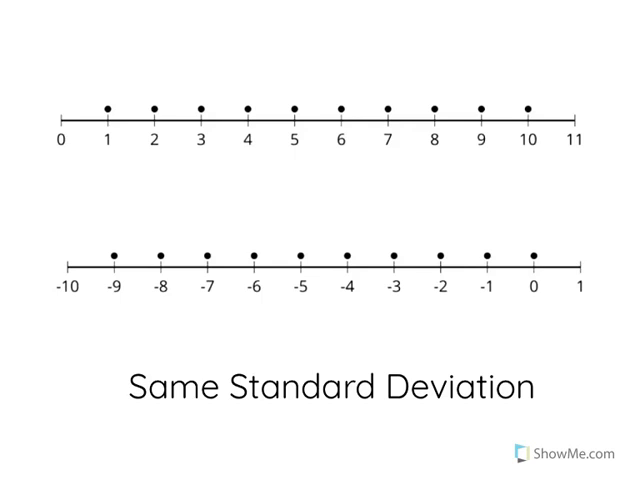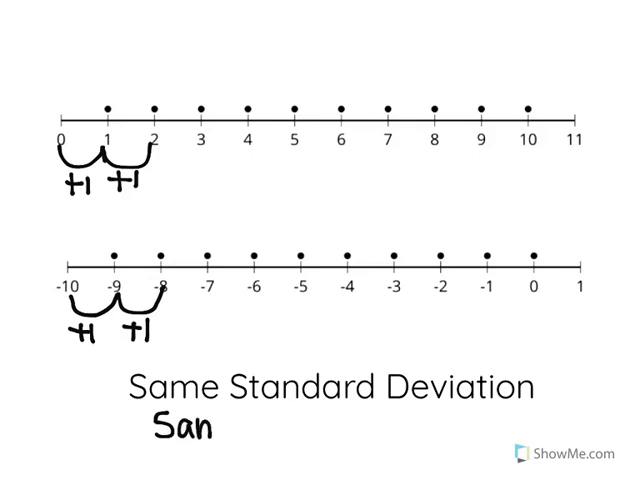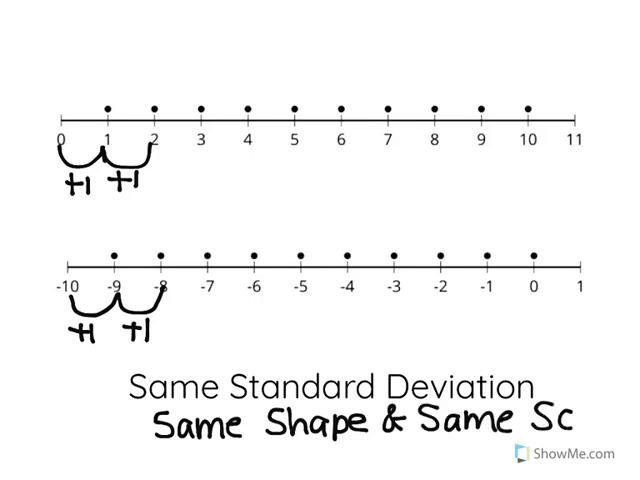If we take a look at these two graphs, we'll notice that they have the same shape. They also have the same standard deviation. Even though their axes are different, the one on top starts at 0, increasing by 1 each time. And the one starts at -10, we're still increasing by 1. So since these two have the same shape and the same scale, they're going to have the same standard deviation.